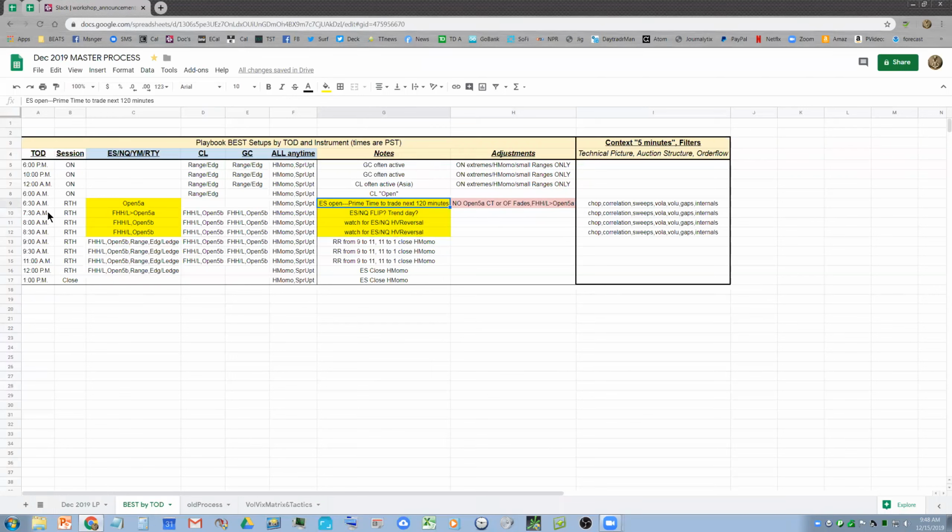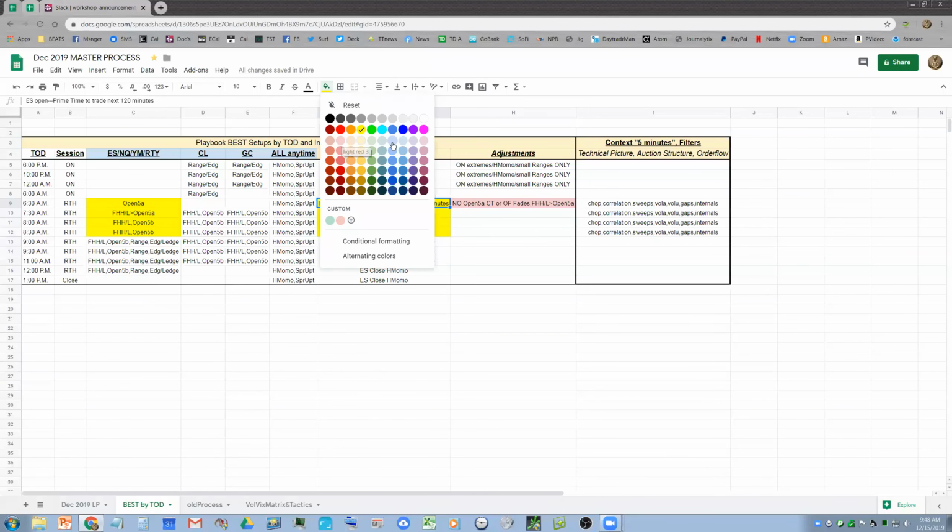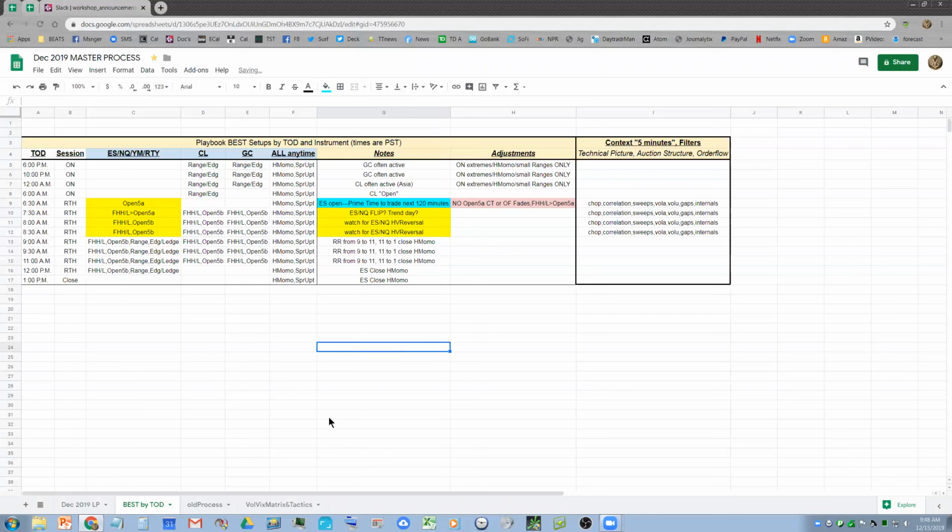So, okay, the open 5A, we're all familiar with that. This is prime time to trade for the next 2 hours. So if you're going to do nothing else, this should be your focus right here. Okay. So again, for those of you trying to find your first Bubba, pass your first combine, or get consistent with Top Step's rule structure, that's the spot you're going to do it right there.